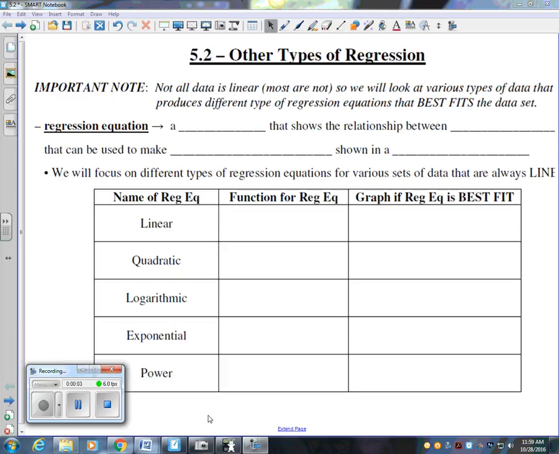Today's lesson is on other types of regression. So not all data is linear, most are not. So we will look at various types of data that produce different types of regression equations that best fit the data set. So a regression equation is just a trend equation that shows the relationship between two sets of data.